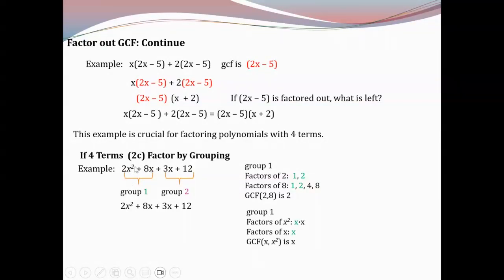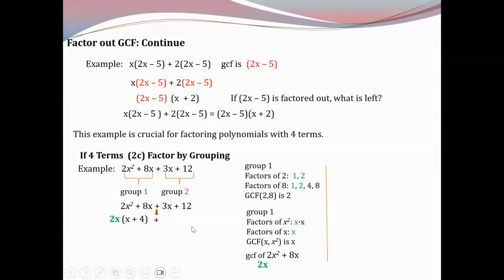Now for the variables, we have x squared and we have x. Remember the observation? If they both have the same variable, it's going to be the one with the smallest degree, which is 1. So that's why it's going to be x. So the GCF of group 1 is going to be 2x. Now I'm going to factor out the 2x. If I do that, what's left? x plus 4.